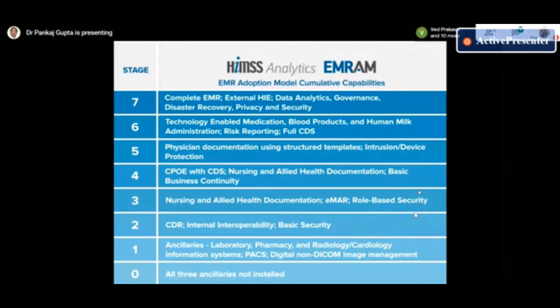Do you want me to go over all the stages one by one, or is this much enough? You can read through it.